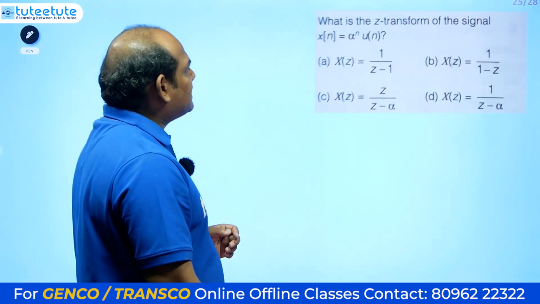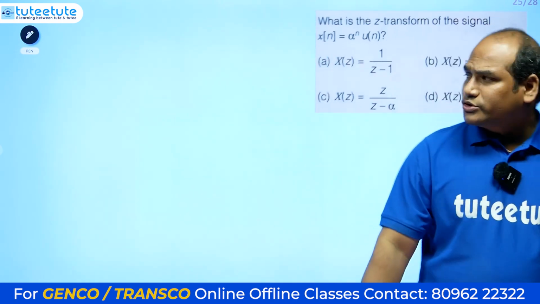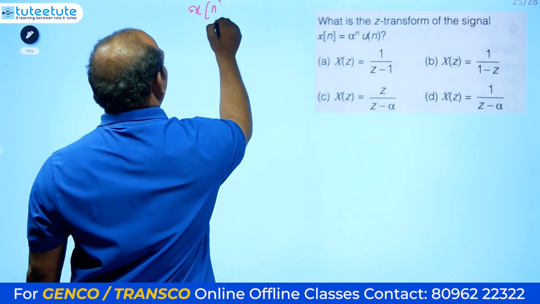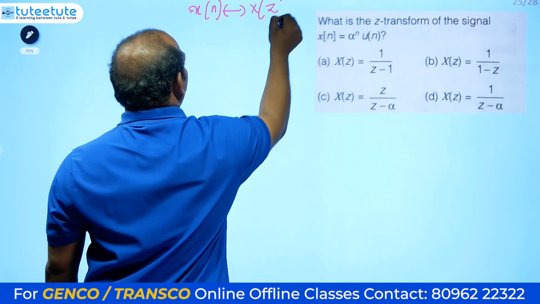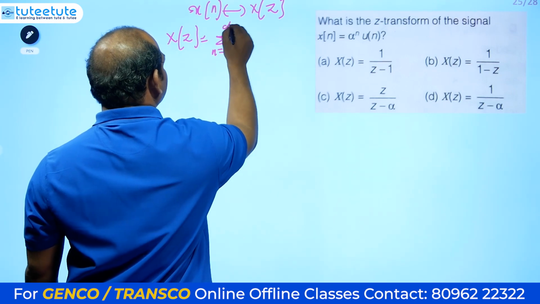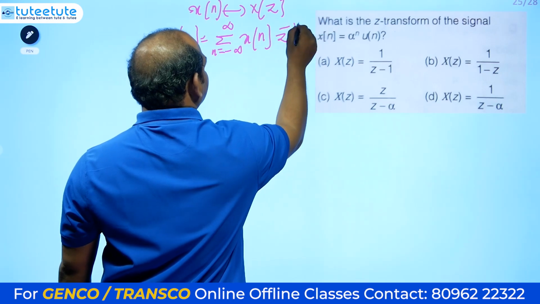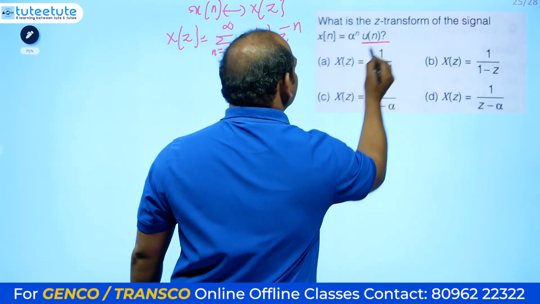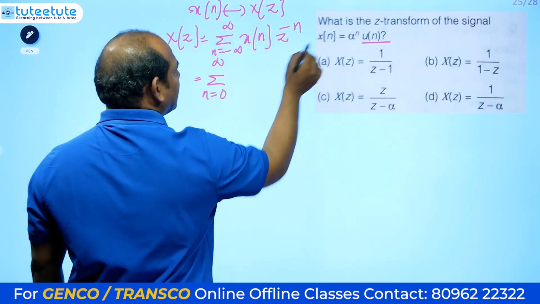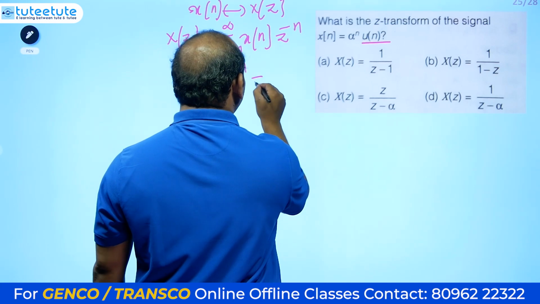What is the Z transform of the signal x of n is equal to alpha power n u of n? The question is related to the Z transform, so you should know the basic formula of the Z transform. x of n has the Z transform x of z, and x of z is equal to sigma n equals minus infinity to plus infinity x of n z power minus n. But the given question involves u of n, so the limits can be taken only on the right side. So sigma n equals 0 to infinity, x of n is alpha power n, and u of n is equal to 1 on the right side, so z power minus n.